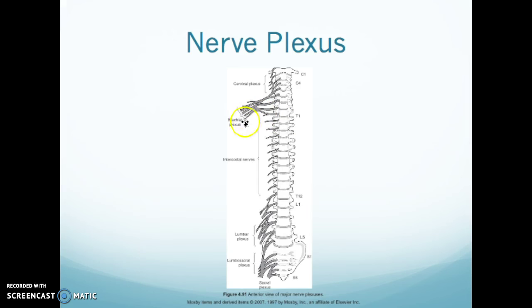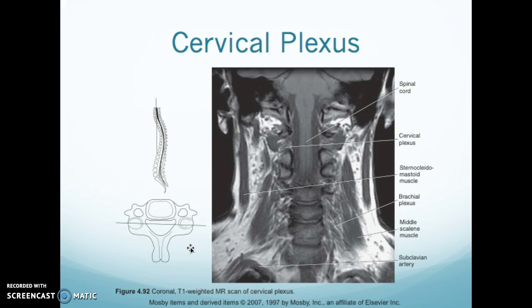Now your nerve plexuses, you have your brachial plexus, you have your lumbar plexus, and your lumbosacral plexus. So here is your cervical plexus, here's your cord, and your cervical plexus, you can see a bunch of nerves coming out off to the side. This is your sternocleidomastoid muscle. These are your brachial plexus also coming down, so all in through here, all those little gray stripes. This is your subclavian artery.